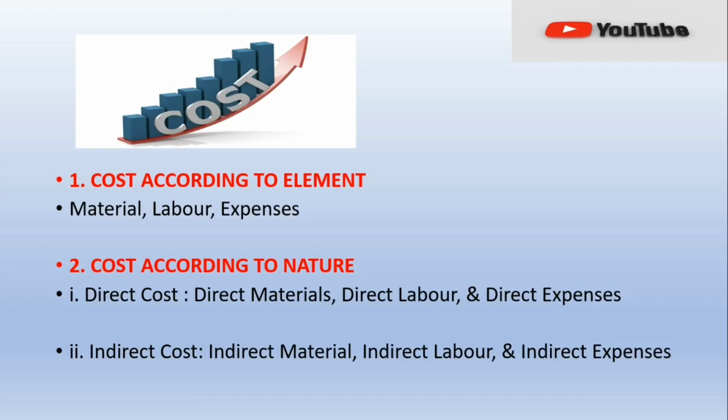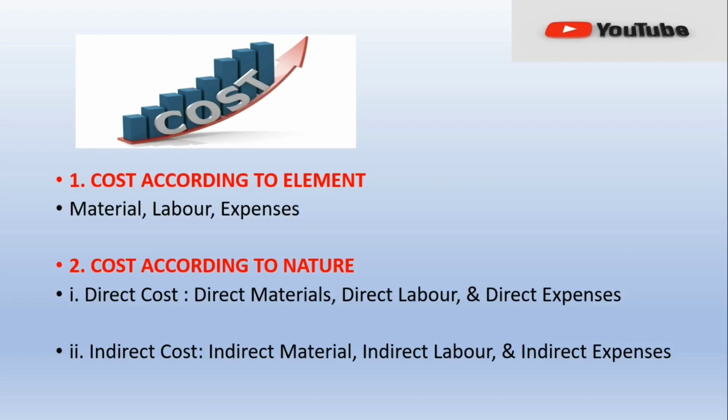Overhead. So now you have to understand that under cost according to nature, we have direct cost and indirect cost. Direct cost is also known as prime cost, and under this prime cost, we have direct material, direct labor, and direct expenses. And under indirect cost, which is also called overhead cost, we have indirect materials, then indirect labor, then indirect expenses.